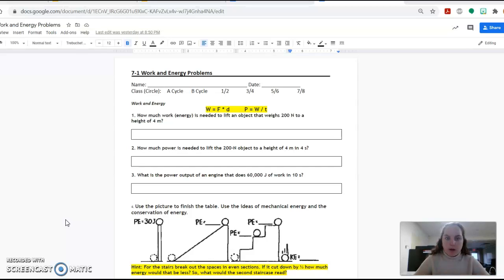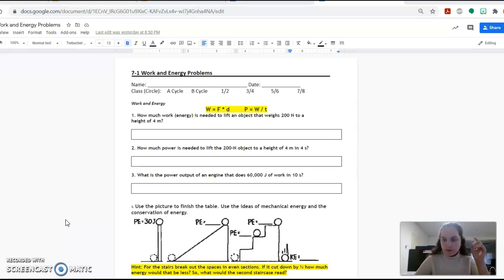The first three problems on this worksheet have to do with work and power, and we are given those two equations right off the bat. We're given that work is equal to your force times your distance, and power is equal to your work over time. I feel that you are fully capable of doing number 1 through 3 on your own, just identifying what you're given in the problem.